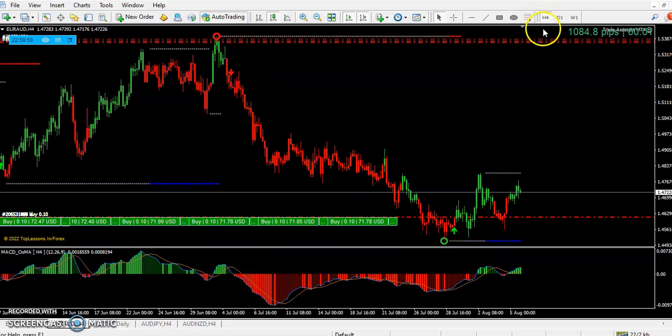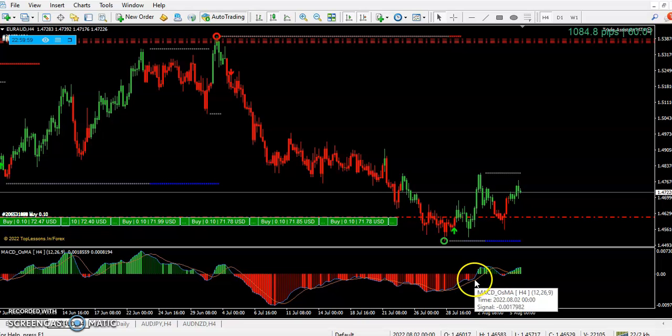So take a look right here at the entry point. I got in on the 4-hour time frame, and I had the confirmations I needed. Like I said in the last video, pay attention to the MACD, because the sellers were getting weaker and the buyers were getting stronger. And if you see, that's what happened.